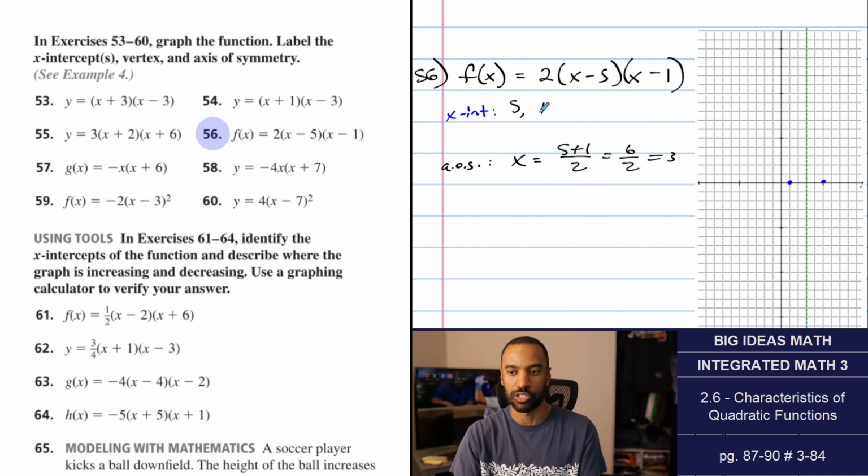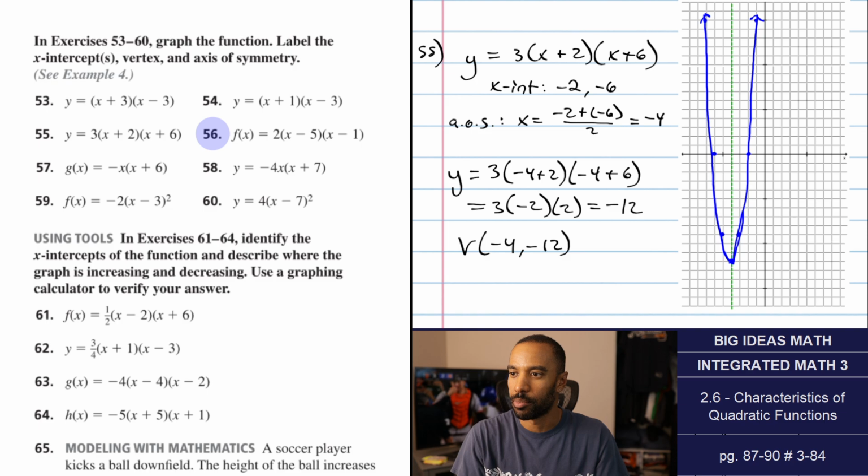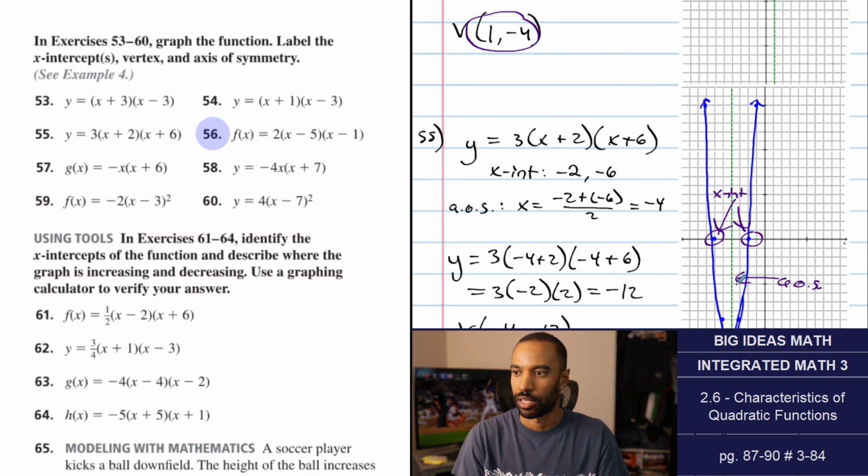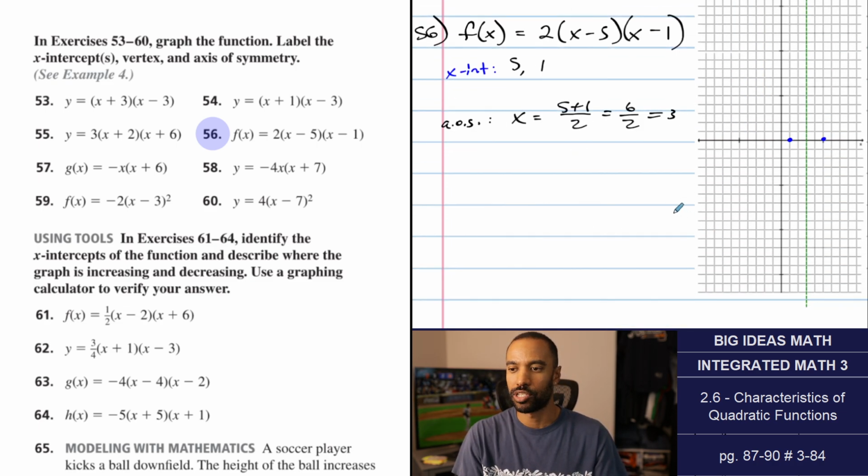I'll say what axis, oh, did I label? I'm sorry, let me label on this past one. I started talking about my tablet, my touchpad. Axis of symmetry and vertex. I labeled on that one. Okay, so I have my x-intercepts there. I just got my axis of symmetry, and that one's drawn.